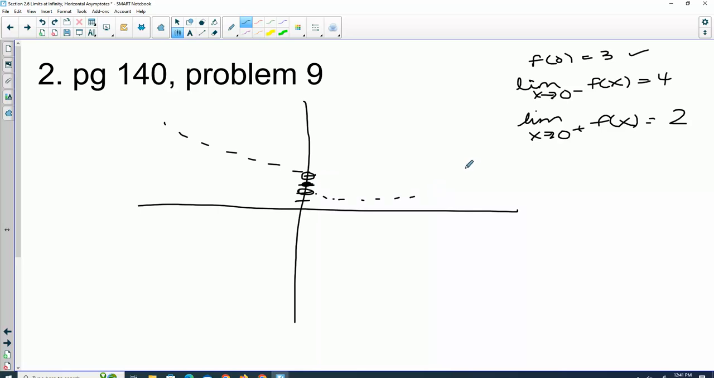All right, the next requirement. The limit as x approaches negative infinity is negative infinity. So as I go forever in the negative direction, my graph has to be going down. So I need to switch it. It's actually decreasing.